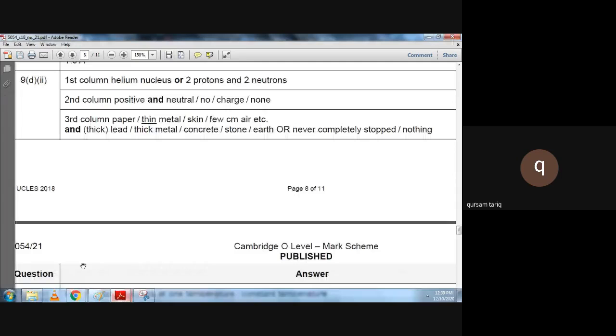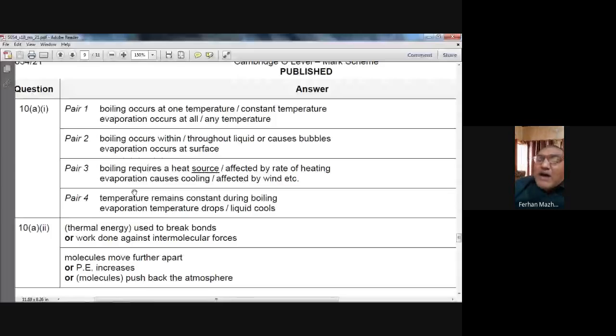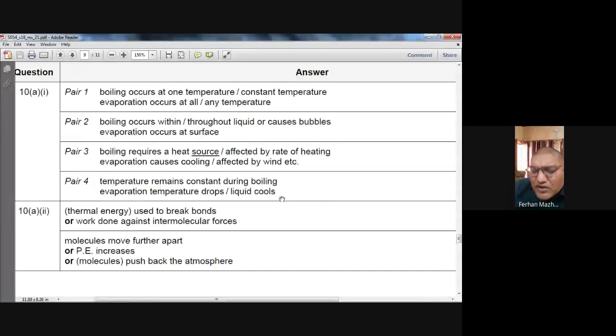Let me show you. Yes. Have a look at the marking scheme also before you write. That is good, but have a look at the marking scheme as well. It's a very famous question. It can come again. Boiling occurs at one constant temperature. Evaporation occurs at all or any temperature. Boiling occurs throughout the liquid or causes bubbles. Evaporation occurs at the surface. Boiling requires a heat source, affected by the rate of heating. Evaporation causes cooling, affected by the wind, etc. Temperature remains constant during boiling. In evaporation the temperature drops.